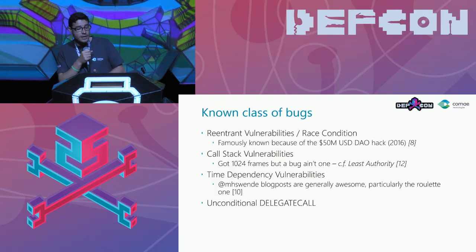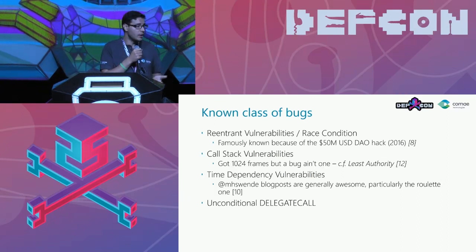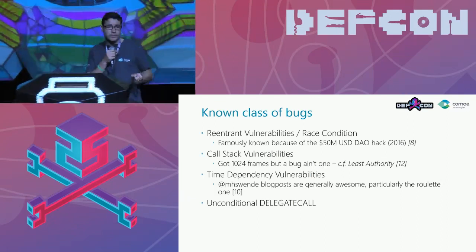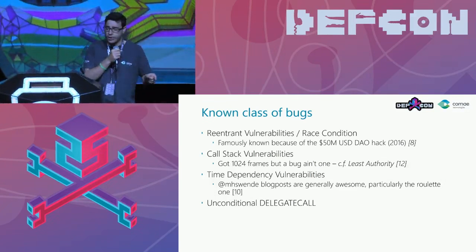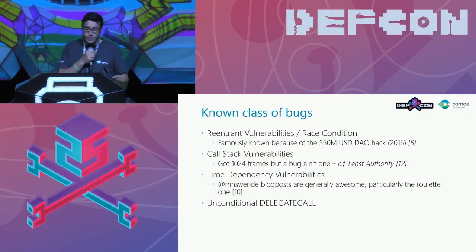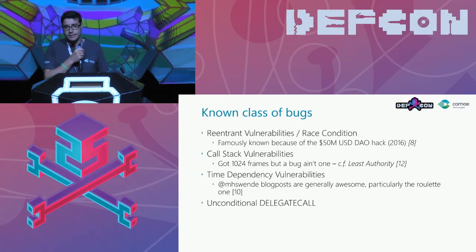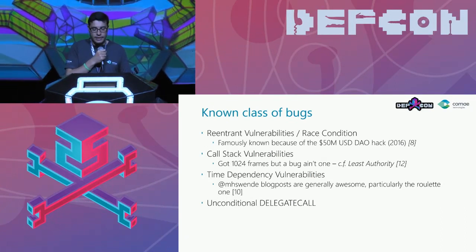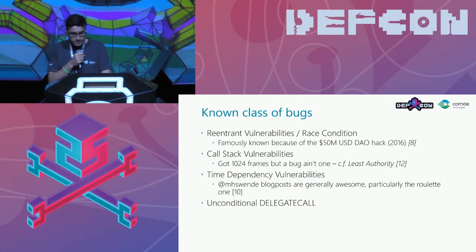Then the time dependency vulnerability: while some of the actual instructions give you some time information, they're related to a block, so you can easily guess the future output. And delegate call would be what happened with the Parity contract.